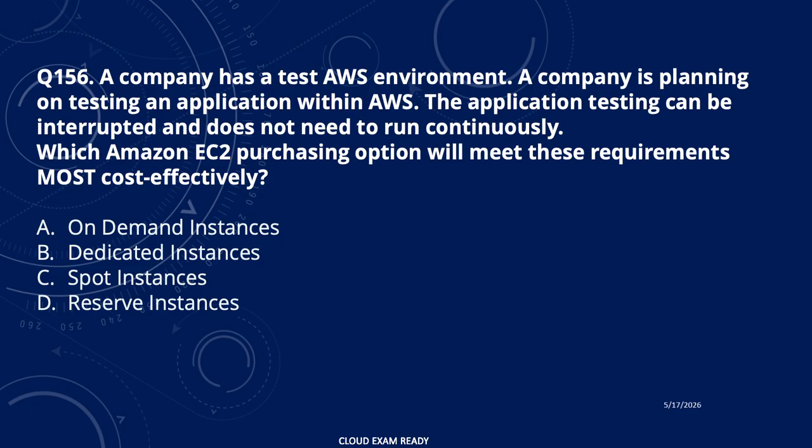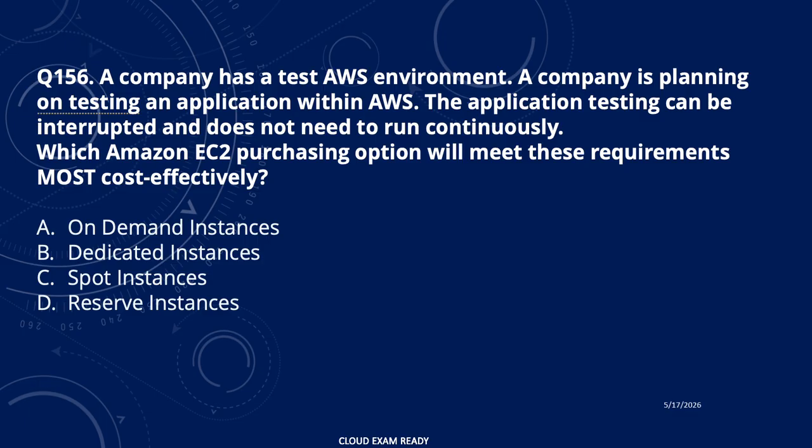Next, question number 156. A company has a test AWS environment. A company is planning on testing an application within AWS. The application testing can be interrupted and does not need to run continuously. Which Amazon EC2 purchasing option will meet these requirements most cost effectively? So we have options. Option A, on-demand instances. Option B, dedicated instances. Option C, spot instances. And option D, reserve instances.